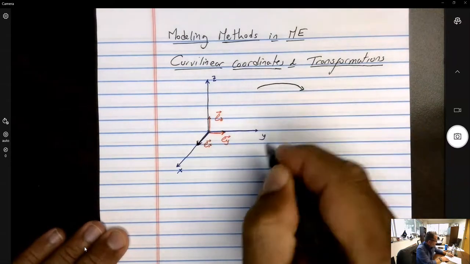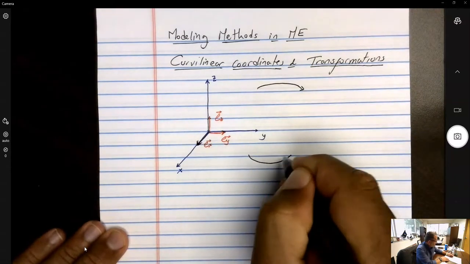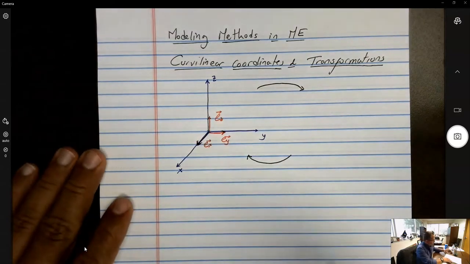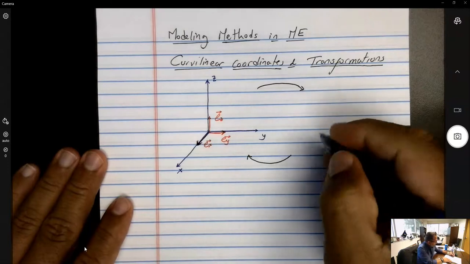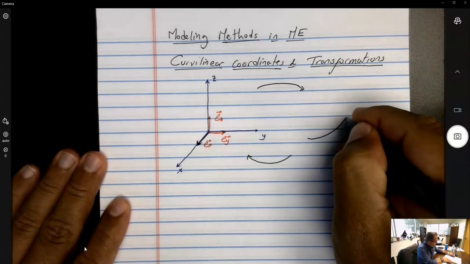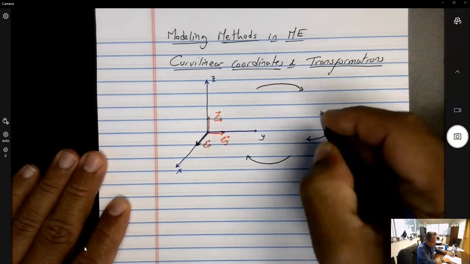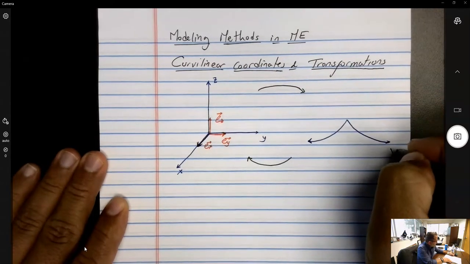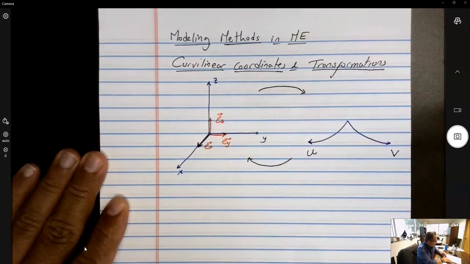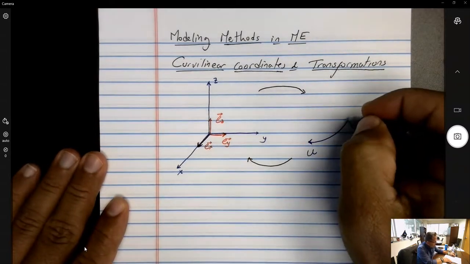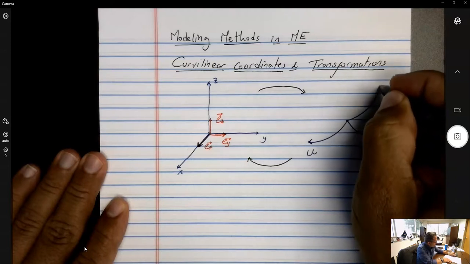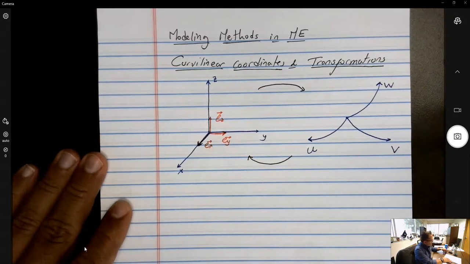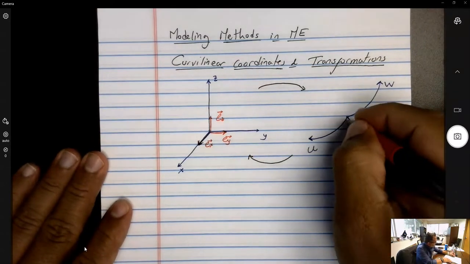So there's a way to go forward and a way to come backwards from the Cartesian coordinate to a generic coordinate system, which we'll call curvilinear. And curvilinear because the axis might not be straight, and generic because it might not be orthogonal. So we're going to call this axis U, this axis V, and we're going to call this axis, let's say, W. As a point of departure. That's not going to be the case ultimately, but that's what we're going to do.